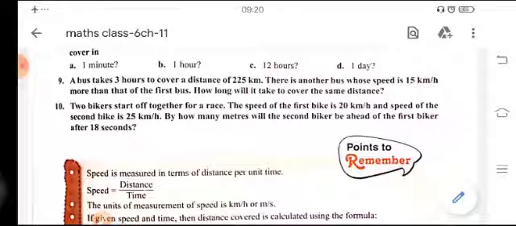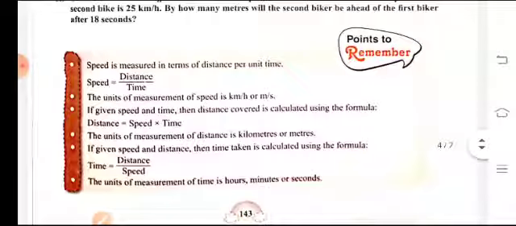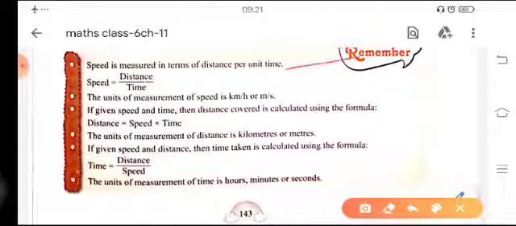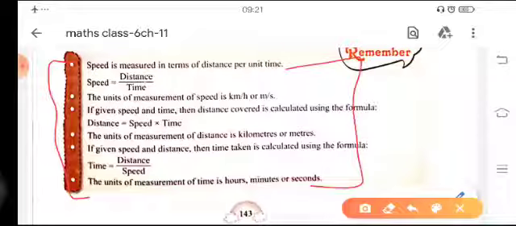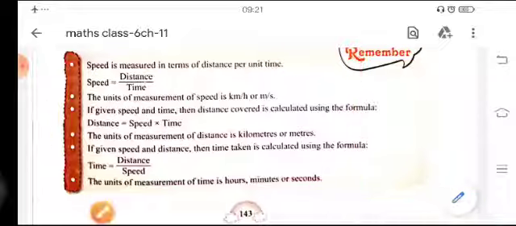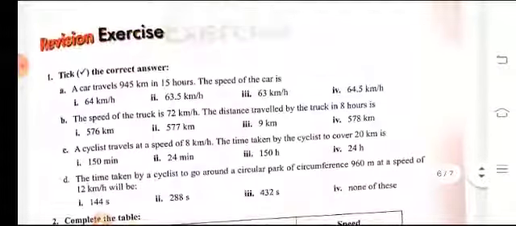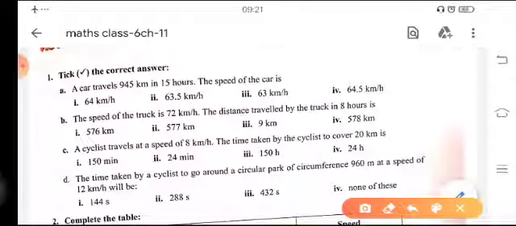Here you have been given some points to remember. In this you have been given formulas that you have to learn, which will help you solve the exercise. Okay students, now here is some revision exercise given to you. Again you have to solve this revision exercise on your own, because if you are able to solve it, it means that you have understood this chapter very well.